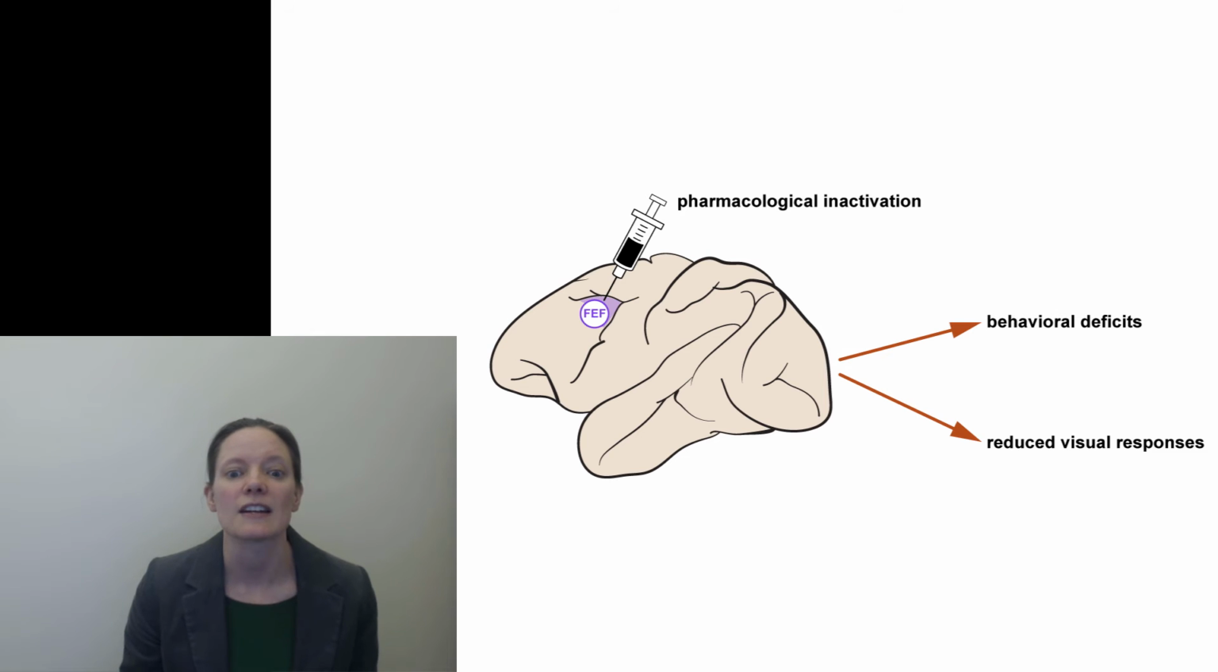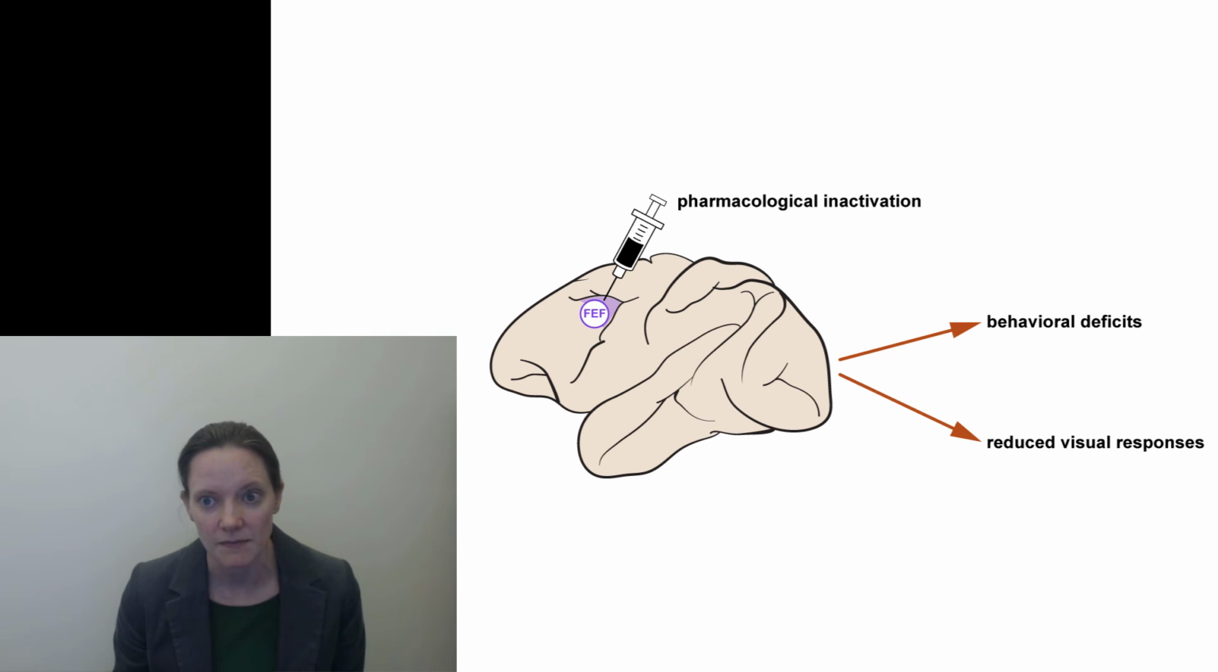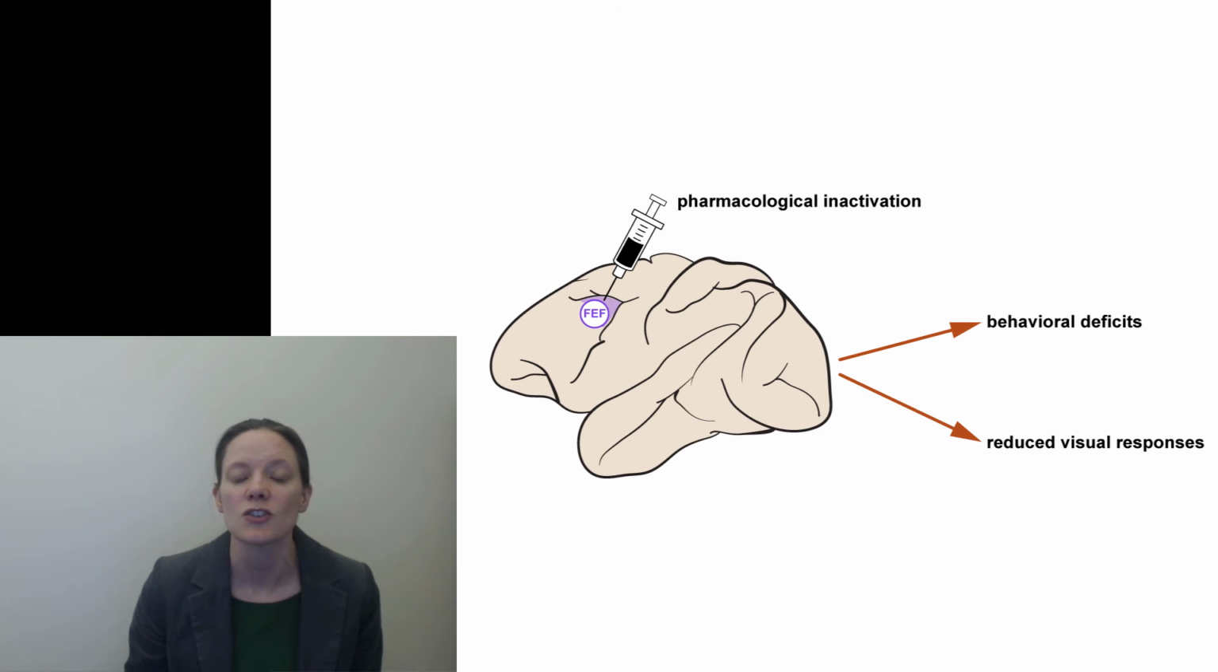Local injections of drugs that inhibit neural activity into prefrontal cortex have been shown to disrupt performance on attention tasks, and also to reduce the strength of responses in visual areas, consistent with the idea that these prefrontal areas are the source, which converts an attentional cue into modulations of responses of incoming visual stimuli.